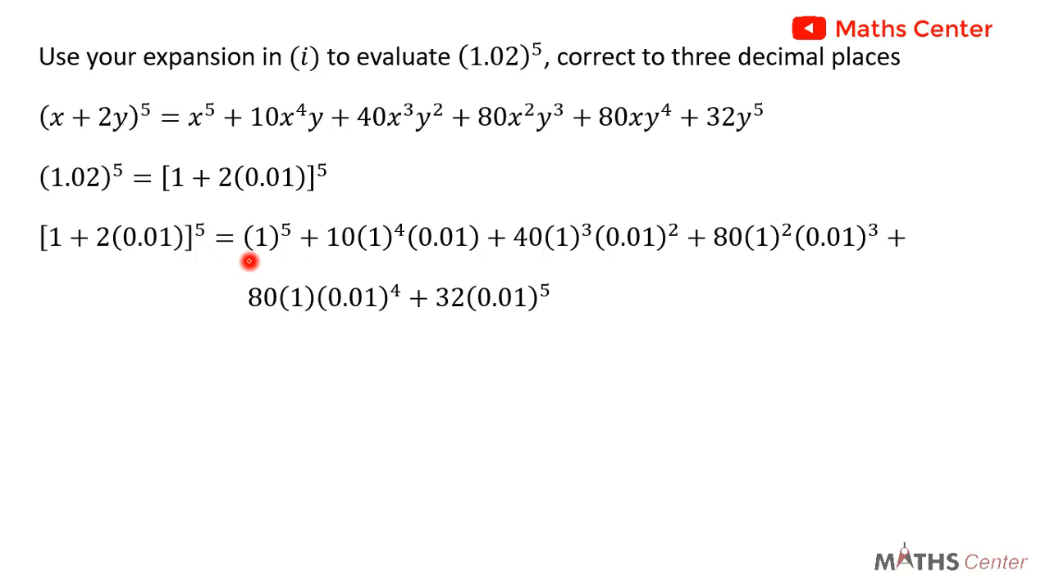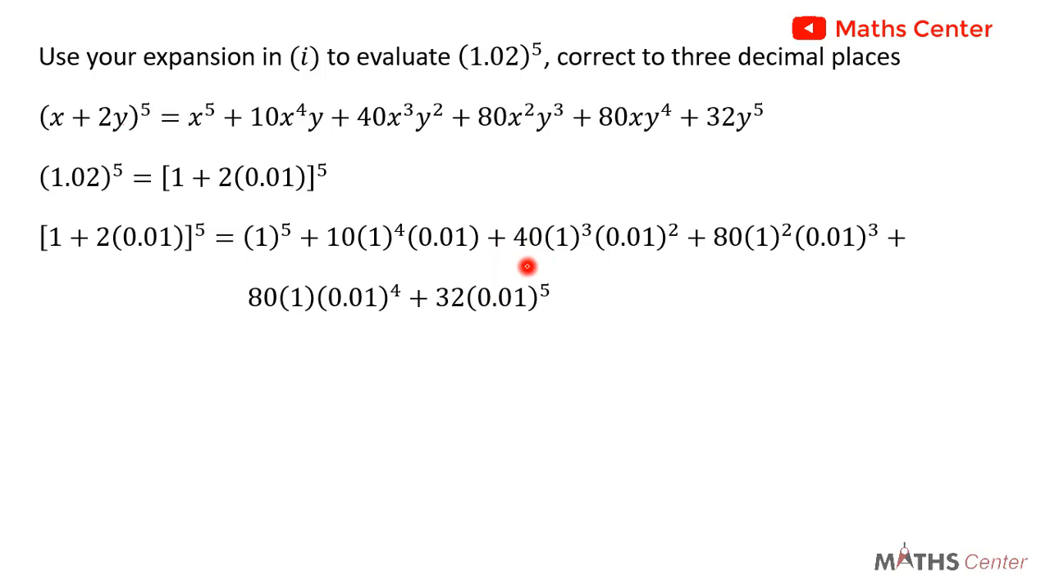Let's do that. I'm going to have 1^5 + 10 times 1^4 times 0.01 + 40 times 1^3 times 0.01^2 + 80 times 1^2 times 0.01^3 + 80 times 1 times 0.01^4 + 32 times 0.01^5.